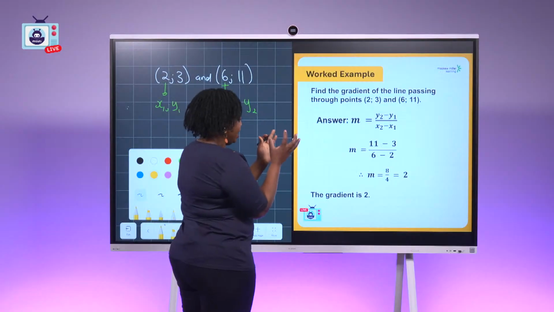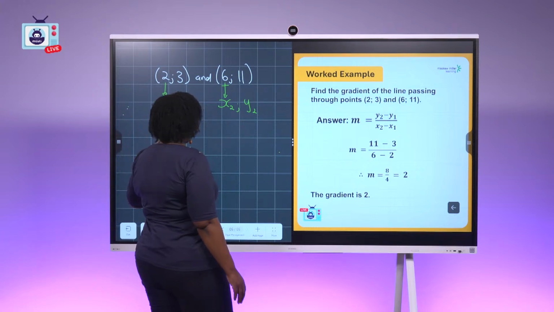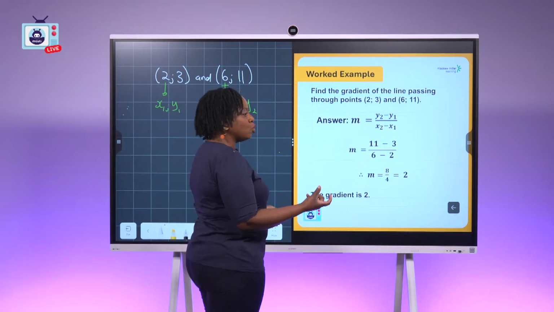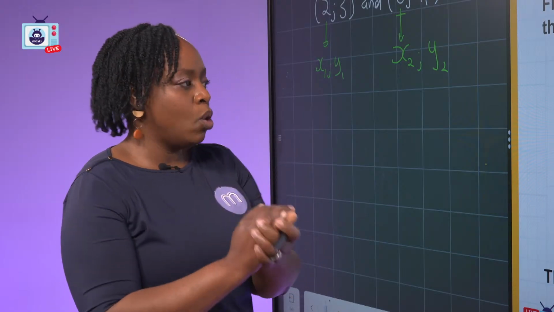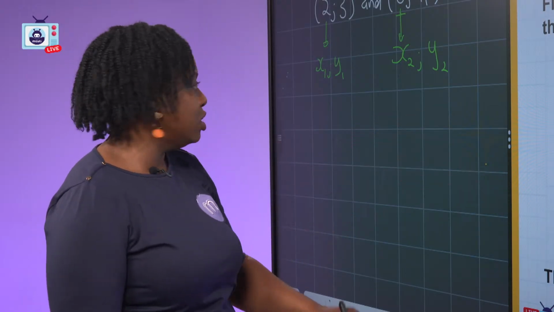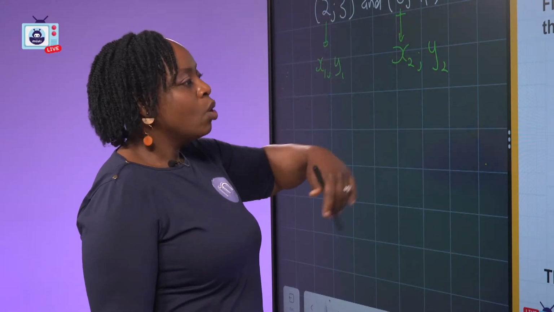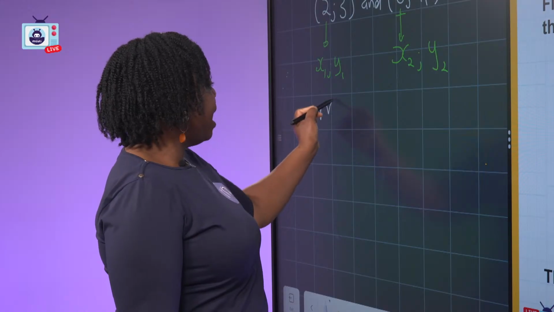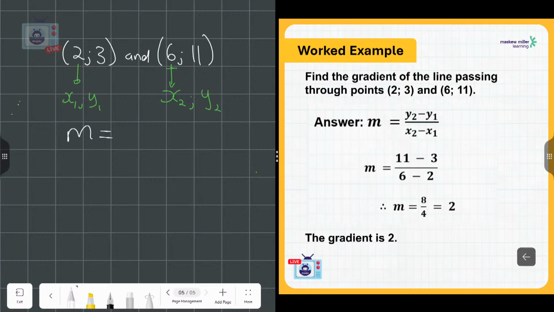You cannot have x1 and y2 in one coordinate. That is very important, and you need to always remember that. You can't have x1 and y2 together, but you can have x1 and y1 in one coordinate, and that's what we are trying to demonstrate here. Because we have already said this is our interpretation, when you substitute into your formula, m equals our y2, which is what? It's 11. So we have 11 first, and then we subtract our y1, which is what?